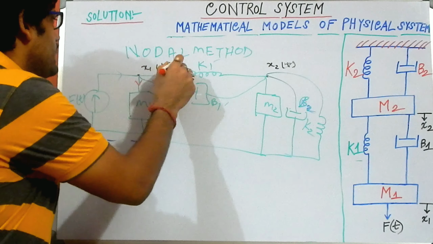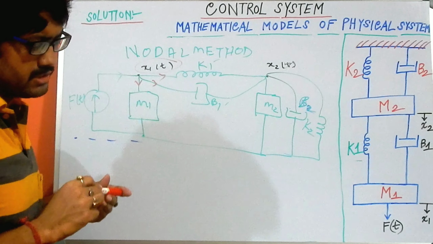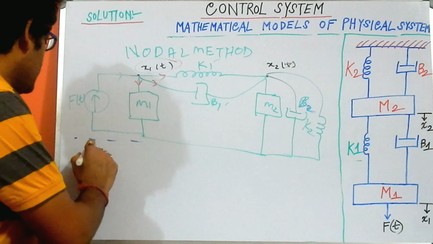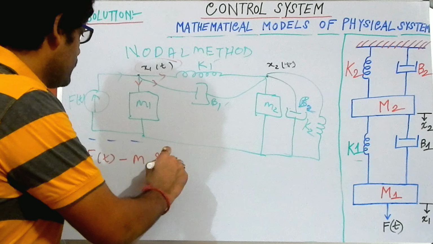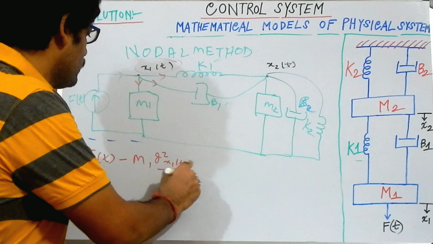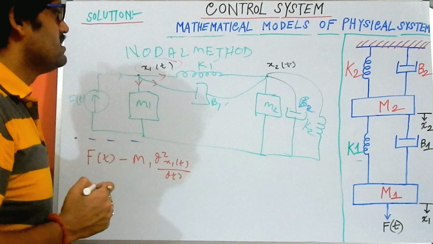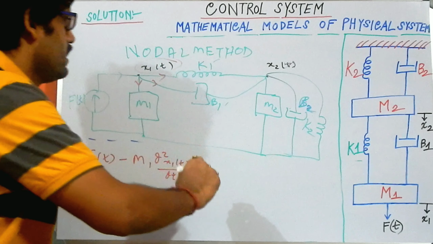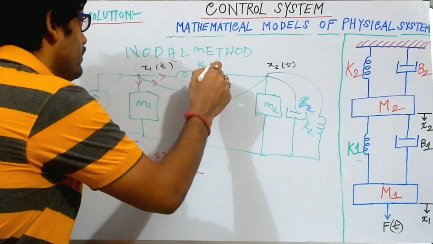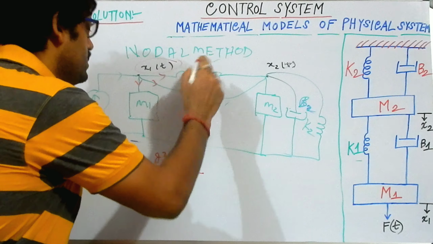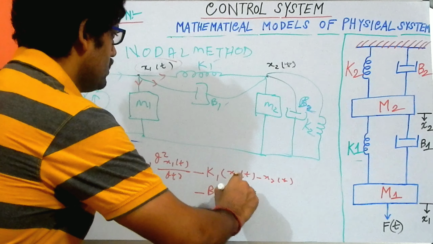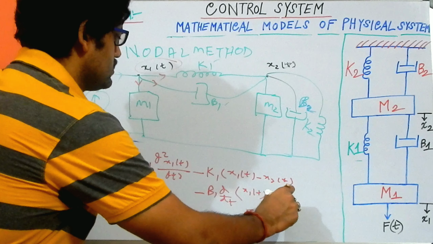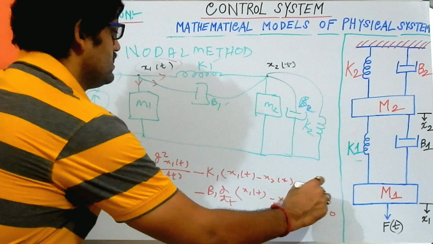If I take x1(t) as our reference node, the solution is very simple: F(t) minus M1 d²x1(t)/dt². As I am taking x1 as the reference, x1 is greater than x2, so the next term is minus K1 times (x1(t) minus x2(t)), and the last one is minus B1 d/dt of (x1(t) minus x2(t)), which is equal to 0. So this is our equation 1.